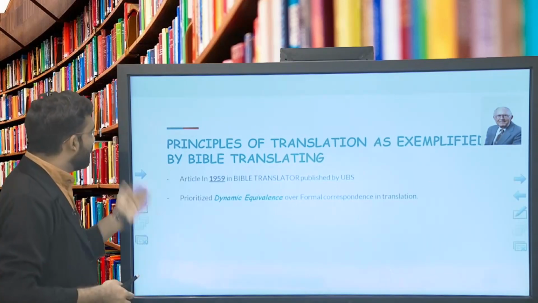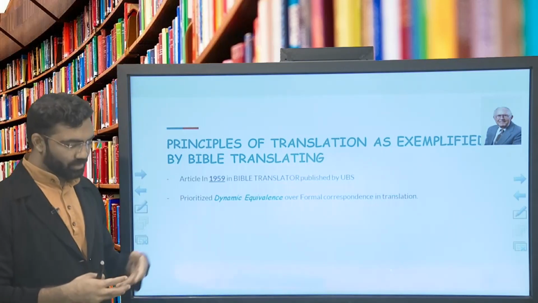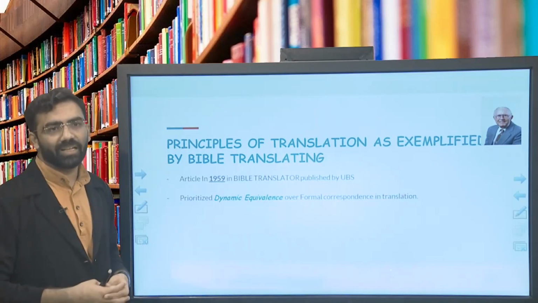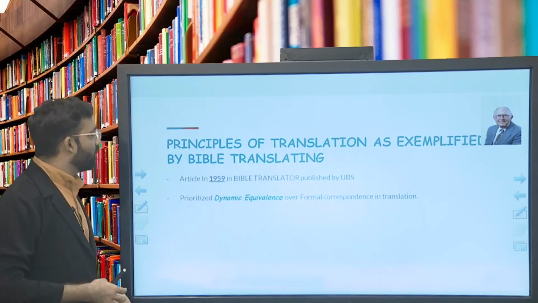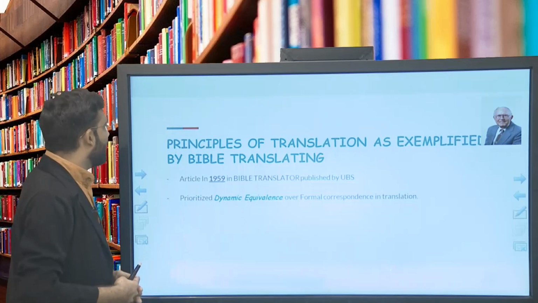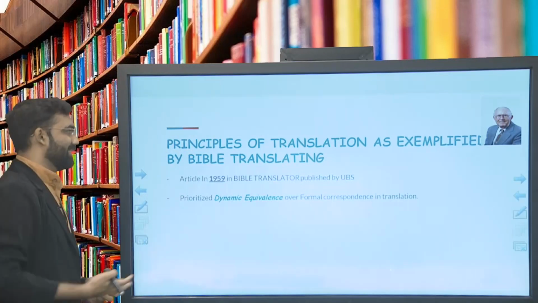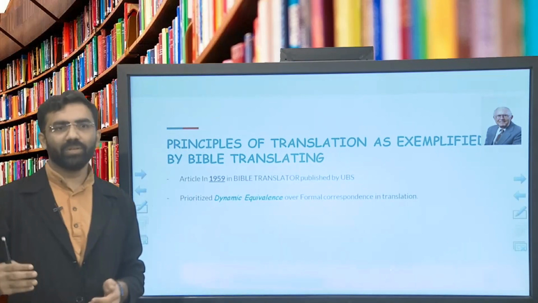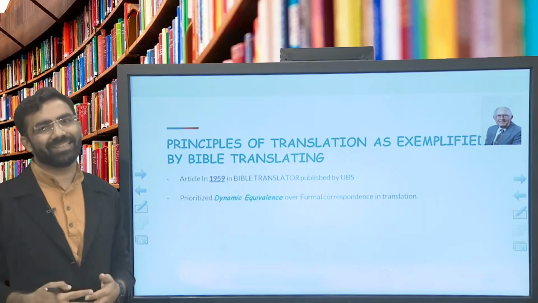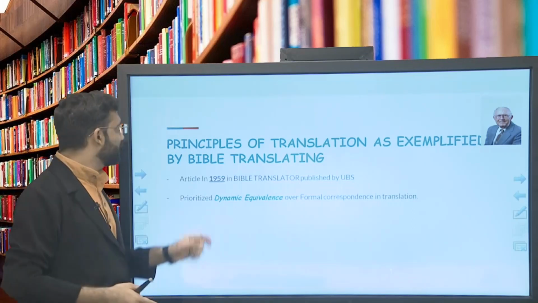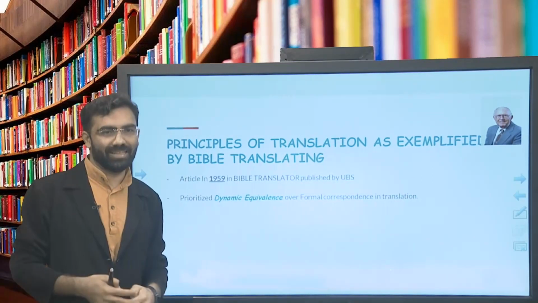So he came up with a work while he was doing research, as he was associated with the United Bible Society, and his work was also as a researcher. He came up with an article in 1959 titled Principles of Translation as Exemplified by Bible Translating. So from the job that he was doing, he did an analysis of it and created some principles for Bible translations.